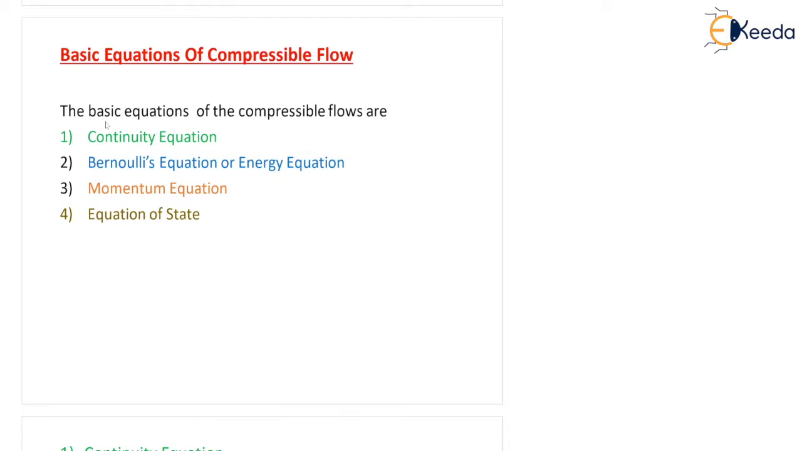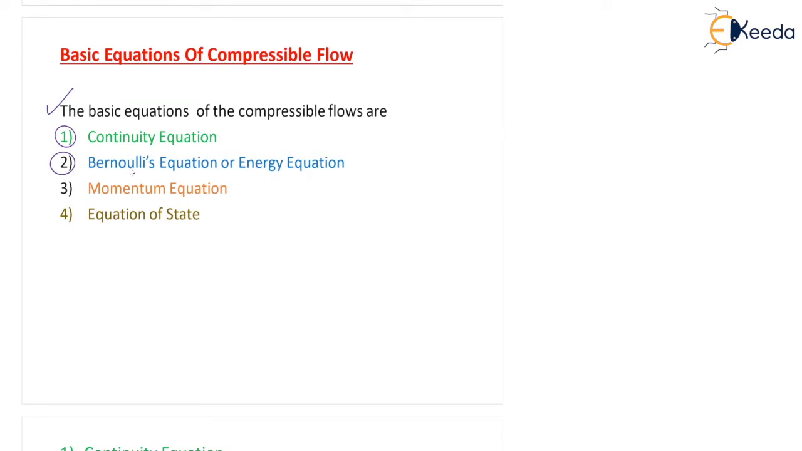So there are four basic equations of compressible flow, as you can see on the screen. Number one is your continuity equation. We have seen the continuity equation in the form of area velocity relation, the differential equation of continuity, and the vector form of the continuity equation.